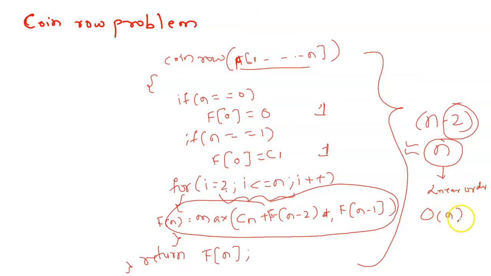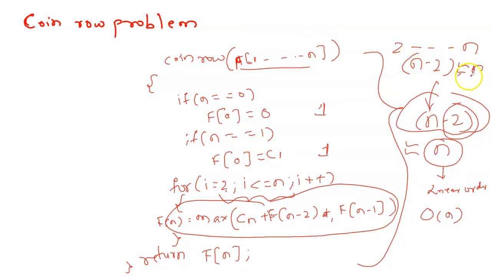So you can write it as big O of n, because we need to pick all the coins, or at least n minus 2 coins. Consider we have already fixed the 0th coin and first coin value, then we need to calculate from the second coin till the last coin, that is up to n. So the total number of coins we picked is n minus 2, which is nearly equal to n. So the algorithm's order of growth is linear. This is about the coin row problem. Please go through it once again. If you don't understand, we will discuss this problem in class. Okay, thank you.